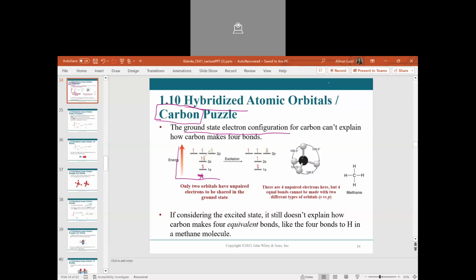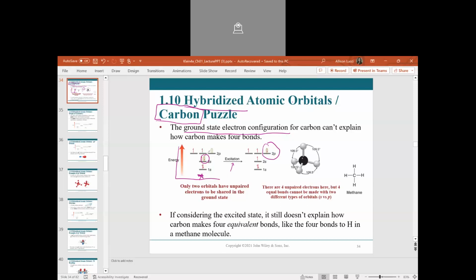So let's take a look at what happens when we excite carbon, right? So some form of energy causes this excitation. So this electron here has moved from the 2s orbital up to the 2p orbital. So we've created this excitation from the ground state.